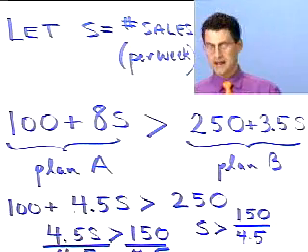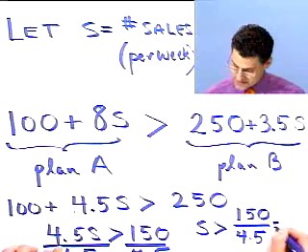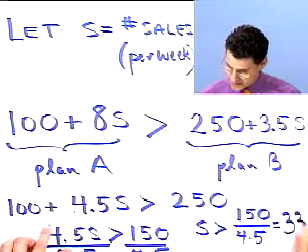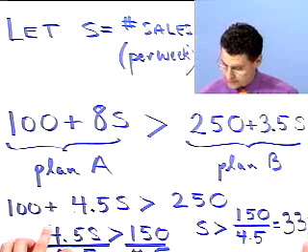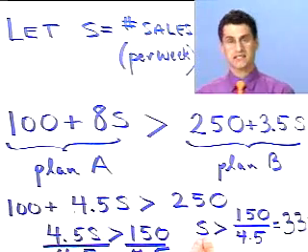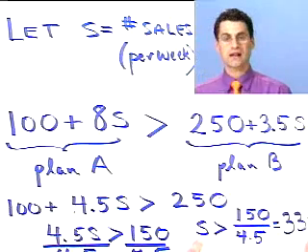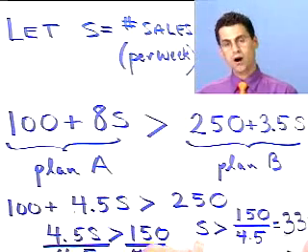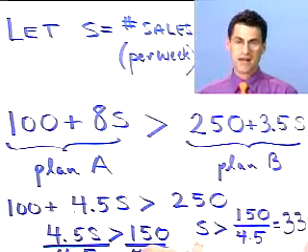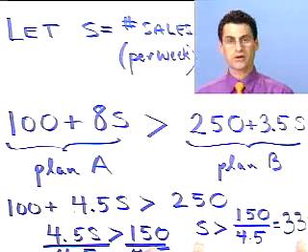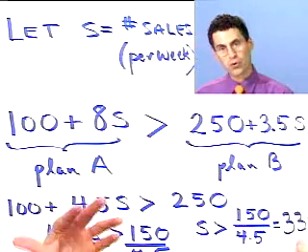And if we plug that into a calculator, what we see is this is 33 1/3. So S, which is the number of sales I make, has to exceed 33 1/3. So what's the smallest number of sales that I could make that would exceed 33 1/3? The answer is 34 sales. So if I make 34 sales or more, then I know plan A is the more lucrative plan for me.